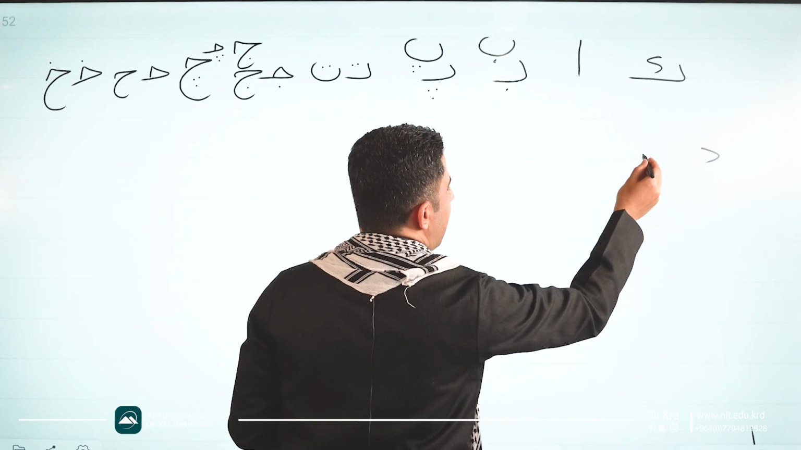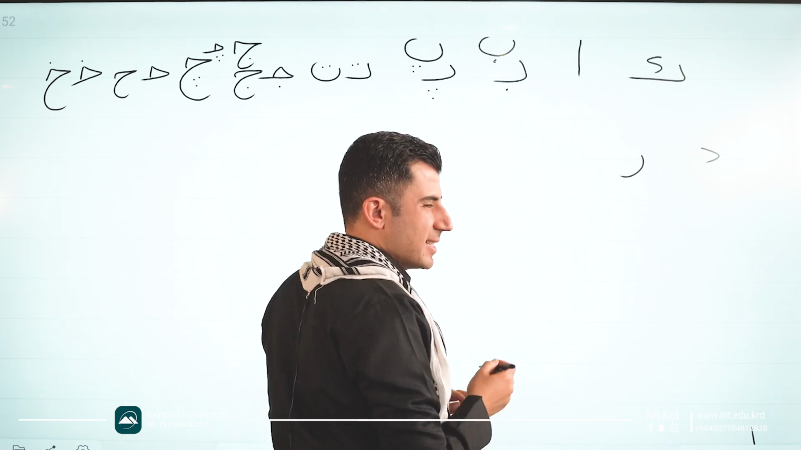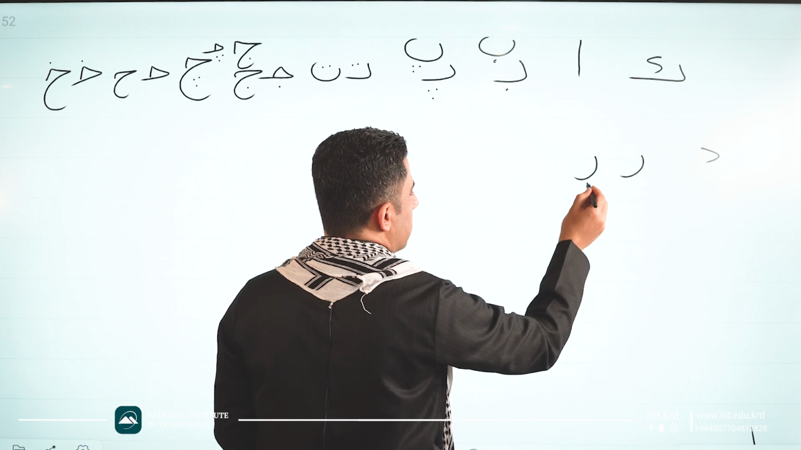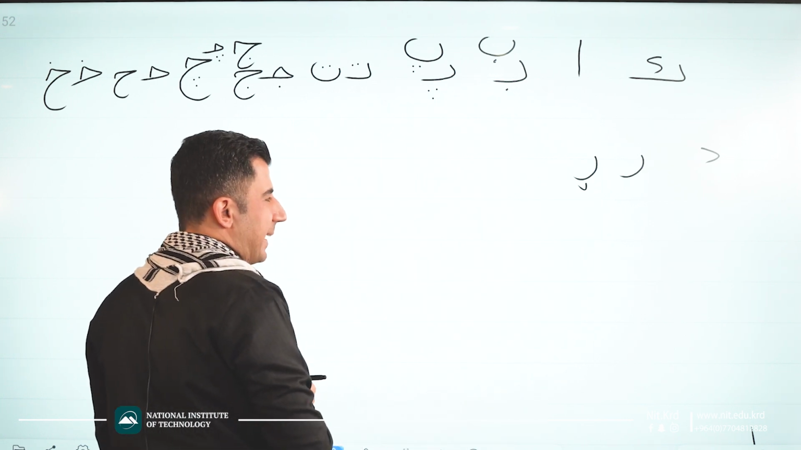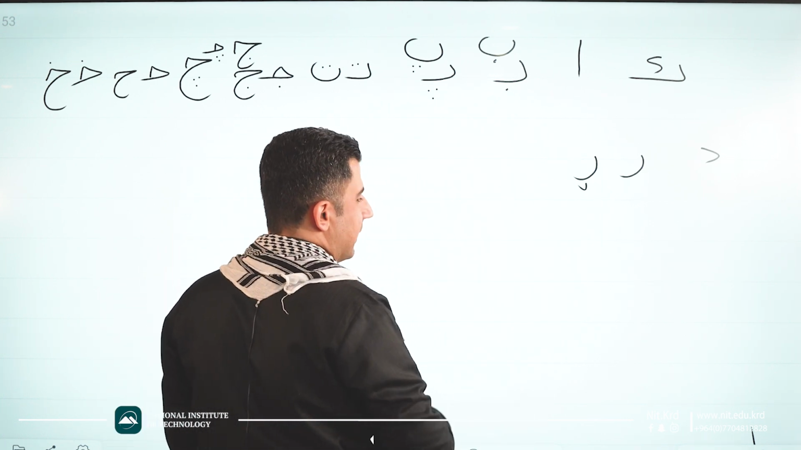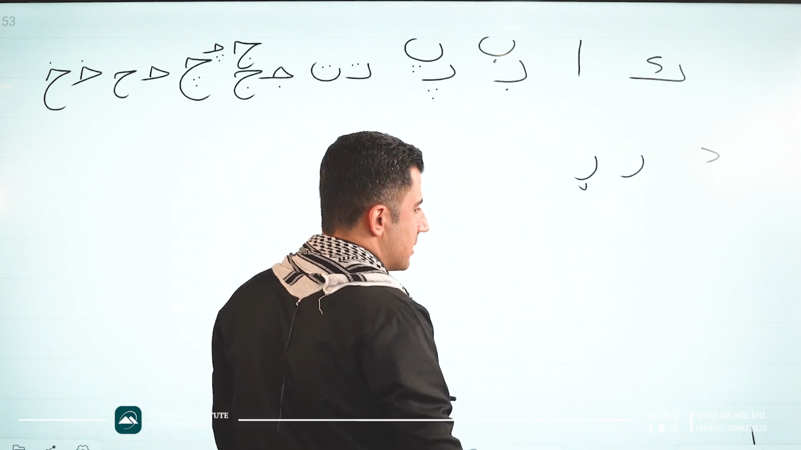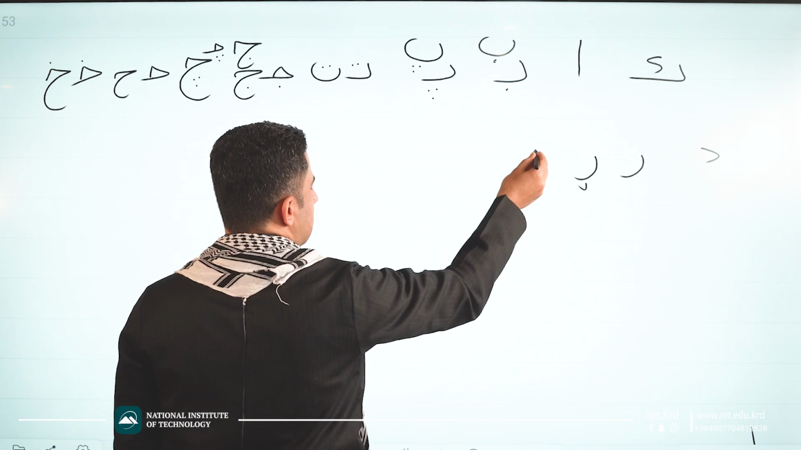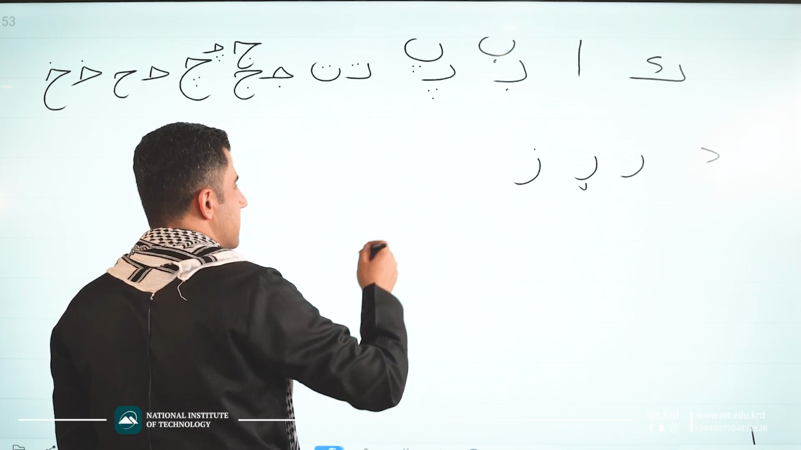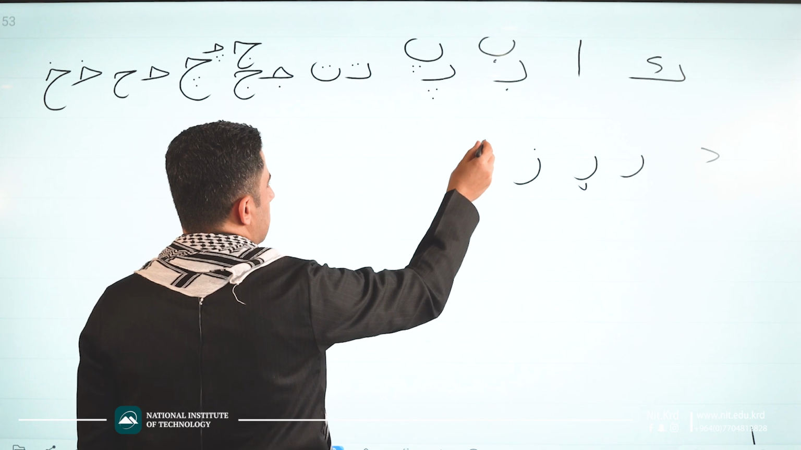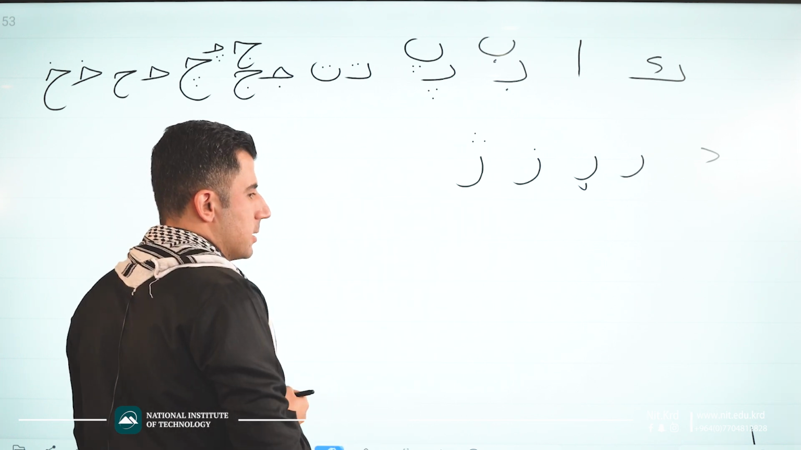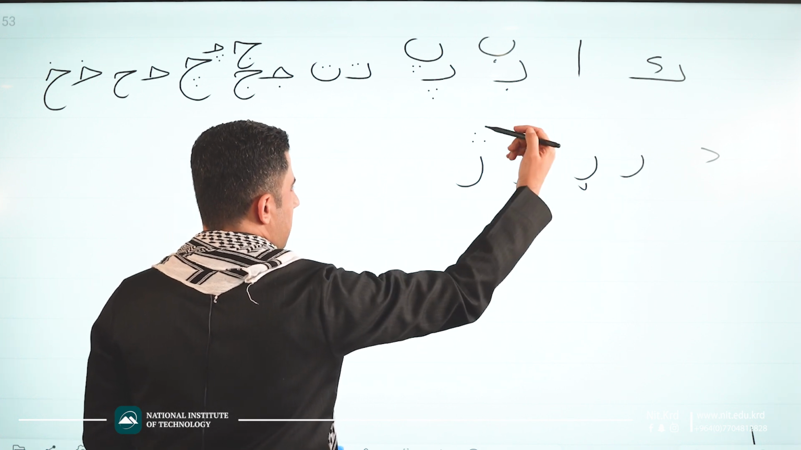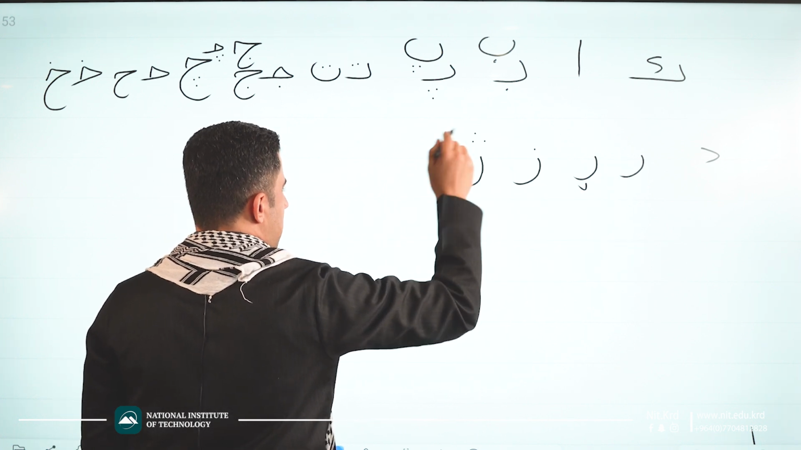After d, we have r. This is simple r. But after r, we have r, by adding this sign under it. This is r. After r, we have z. After z, we have j. This is j. After j, they are the same at the beginning, in the middle, at the end.